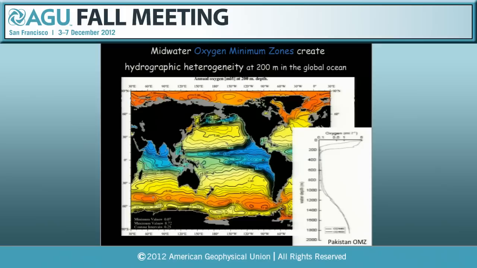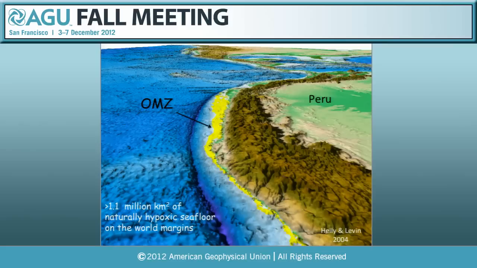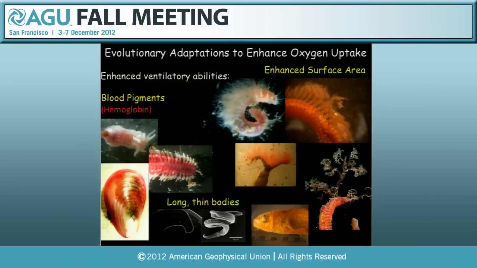I can hardly see it over there, but in the top few hundred meters, oxygen declines very sharply. There's a core region of very low oxygen, and then it starts up again gradually in deep water. And where these midwater low oxygen features intercept the continental margin, we have a band of hypoxic seafloor, low oxygen on the seabed. There's over 1 million square kilometers of this that occurs naturally along continental margins. But these are not dead zones. There are, in fact, animals flourishing and living here, and they have an amazing array of adaptations.